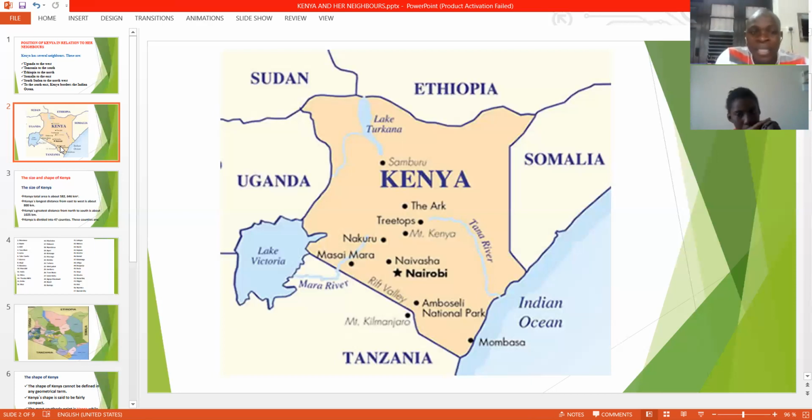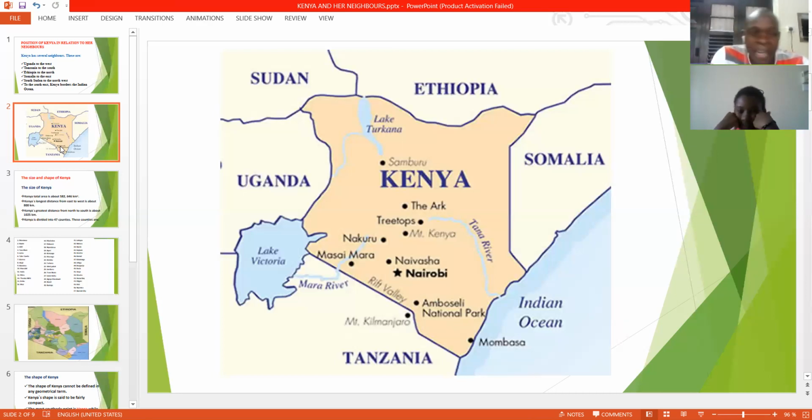Now suppose you measure the distance from north to south, straight north to south. What is the approximate distance? So you can see the map of Kenya. Suppose you measure from the border to Ethiopia to the border to Tanzania. How many kilometers are there? And also suppose you measure from Uganda or Lake Victoria across to the border of the Indian Ocean or the border of Somalia. How many kilometers will you get?